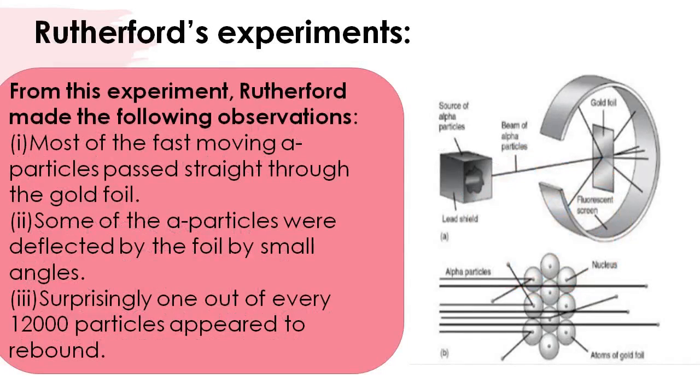Rutherford experiment. Rutherford performed an experiment in which alpha particles were bombarded on thin gold foil. After the experiment, the following observations were made. Most of the fast moving alpha particles passed straight through the gold foil. Some of the alpha particles were deflected by the foil by small angles. Surprisingly, 1 out of every 12,000 particles appeared to rebound.